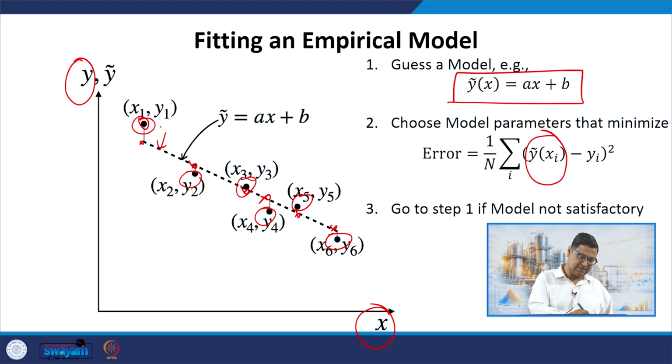So, this line that you see here, that is the error for this particular time. This line that you see here, that is the error for this particular time. If I square those errors, sum them up and divide by n, what I get is some kind of a mean squared error, right.